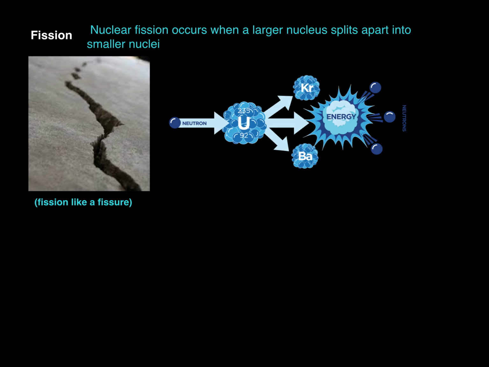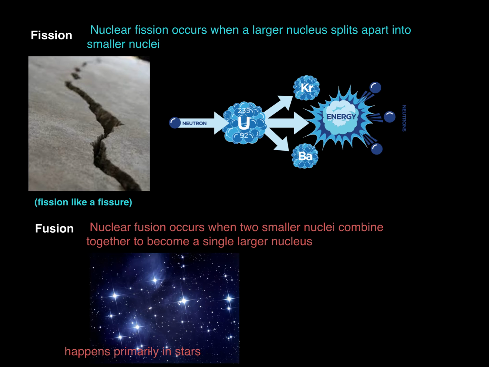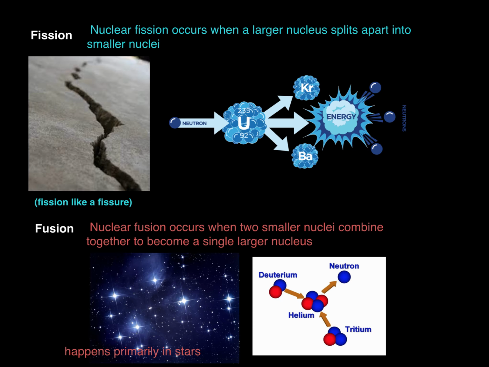Here's an example of nuclear fission. A uranium nucleus breaks apart into krypton and barium. Fusion. Nuclear fusion occurs when two smaller nuclei combine together to become a single, larger nucleus. It happens primarily in stars. For example, helium is produced with the fusion of deuterium and tritium, both isotopes of hydrogen.